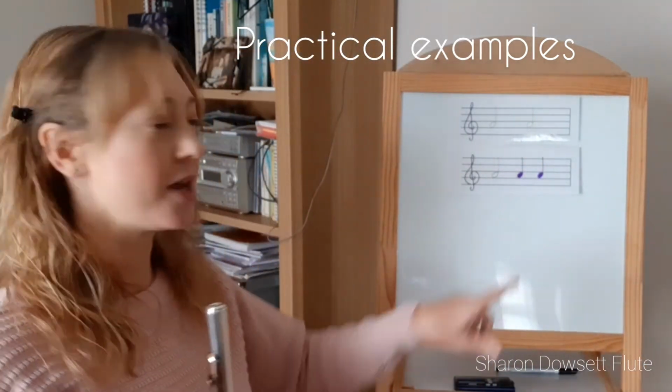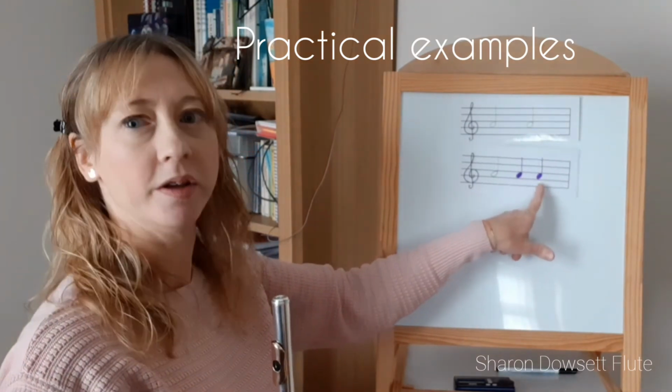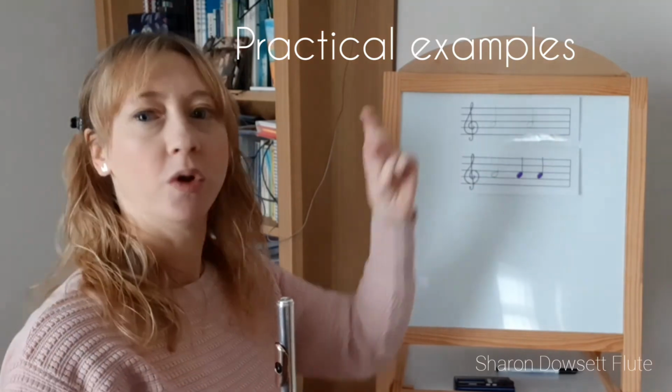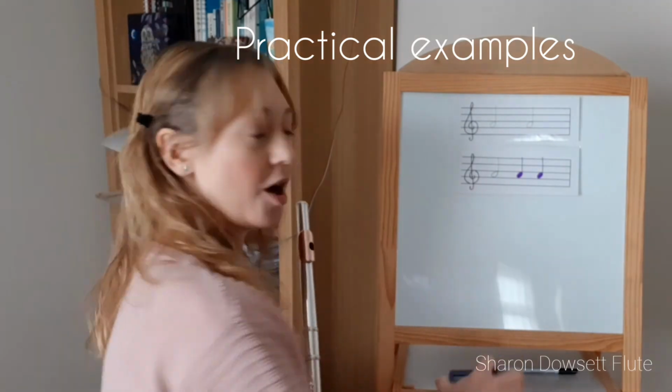My next example has a minim worth 2 counts and then 2 crotchets, 1 count each. You could count this in 4. 1, 2, 3, 4. 1, 2, 3, 4. I'll play that for you as well.